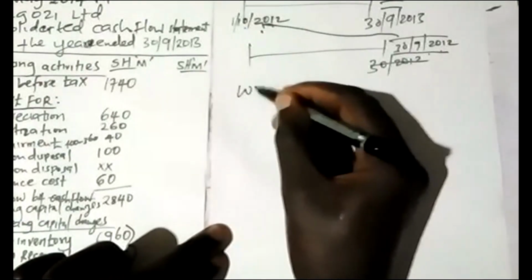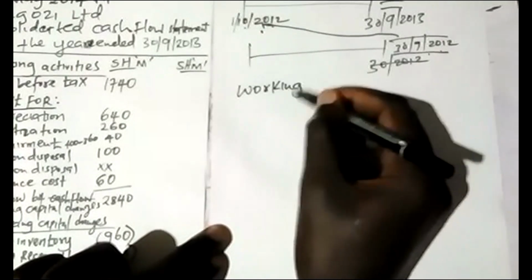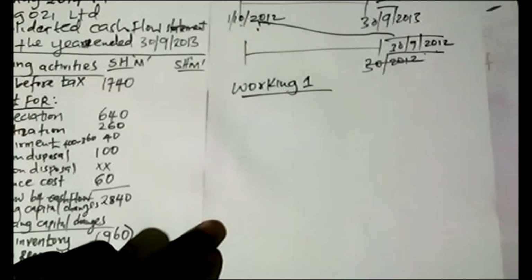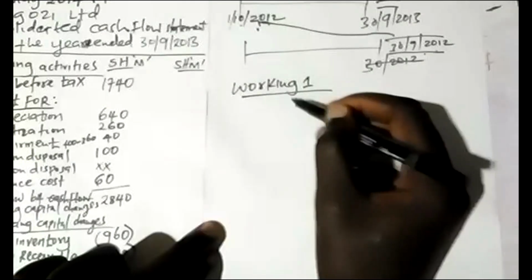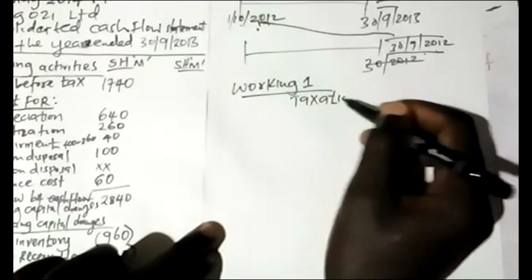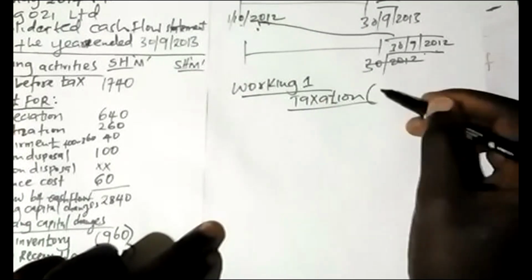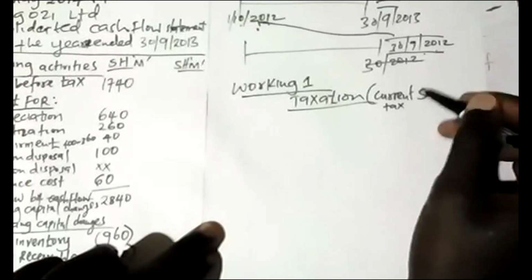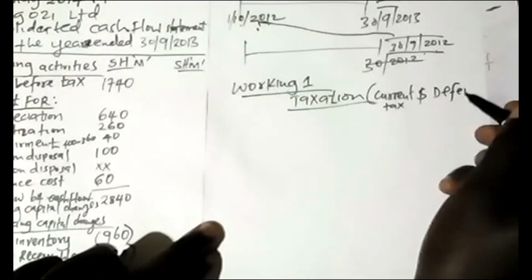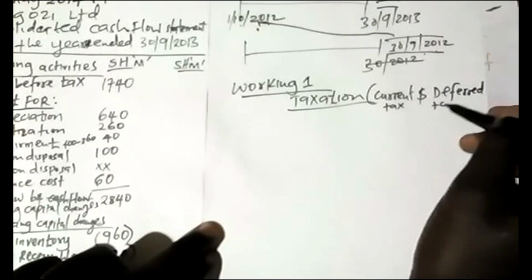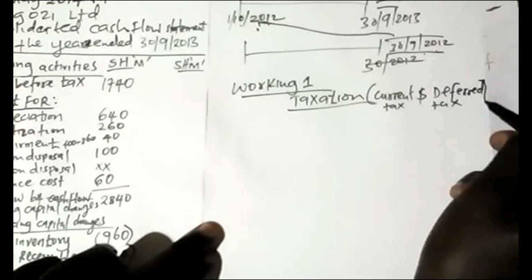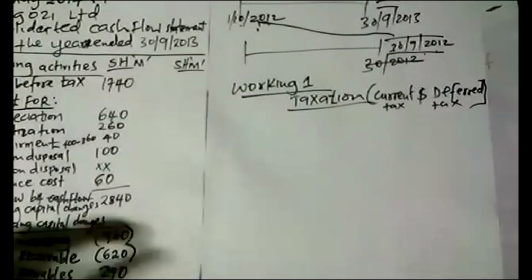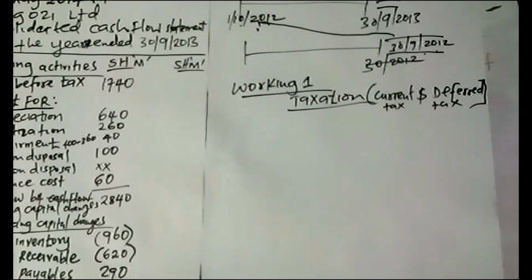So that is why I have to do my working number one. Working number one is concerning taxation. So I have to consider current tax and I have to consider deferred tax. Remember, the current tax is the tax which is applicable in the current year under consideration.